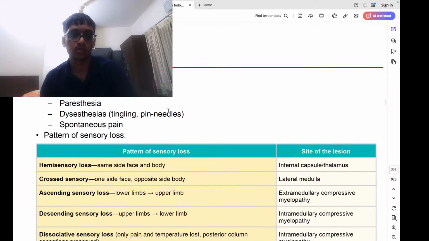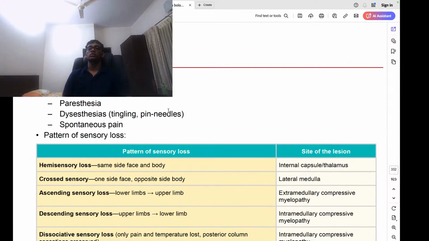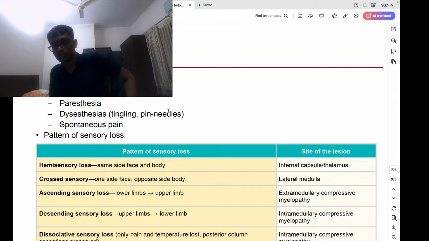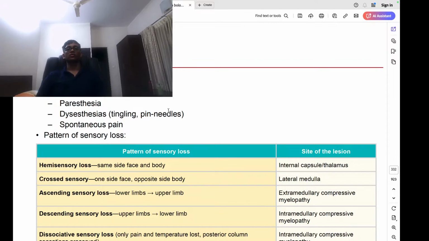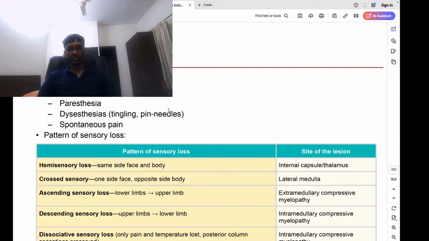Then sensory dysfunction: numbness, loss of feeling, altered feeling is paresthesia, tingling or pins and needles, and spontaneous pain is also there. Pattern of sensory loss: hemisensory loss is the same side of the face and body. Crossed sensory loss is one side of the face, opposite side of the body. Hemisensory loss on the same side is seen in internal capsule and thalamus lesions. Crossed sensory loss, one side of the face and opposite side of the body, is lateral medullary syndrome, involving the lateral part of the medulla.